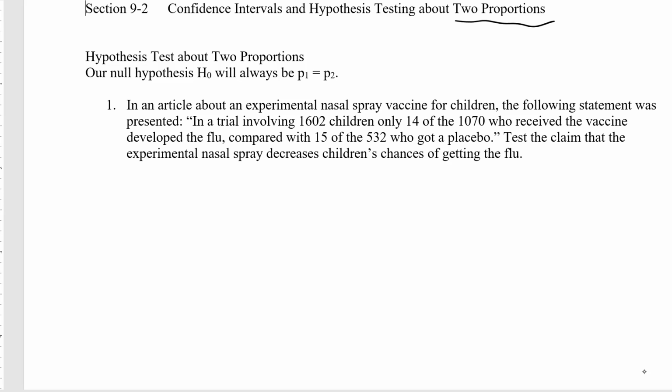Okay. So when I do PRTC, we're going to start by defining two different parameters. Since we're dealing with proportions, we'll have P1 and P2. Nasal spray for vaccine, following statements presented, trial involving 1602 children. So there's our N1. 14 of the 1070 who received the vaccine developed the flu. So there's our successes 1, X1, and then there's our N1. 15 who got a placebo, that would be our X2, out of the 532, that would be our N2.